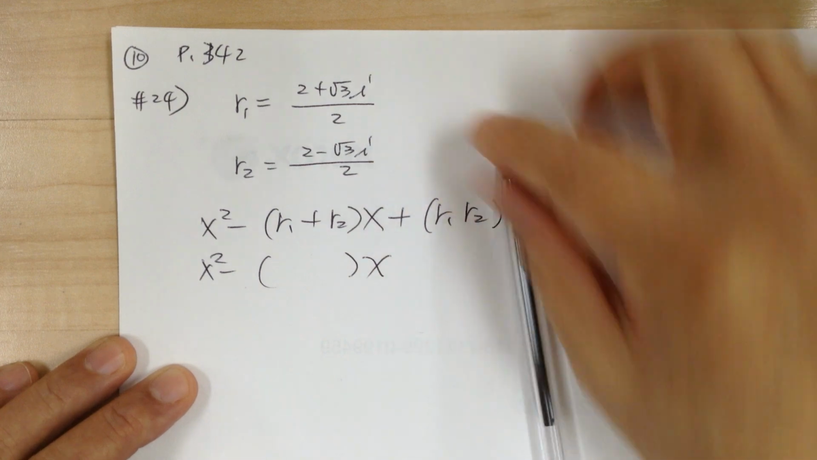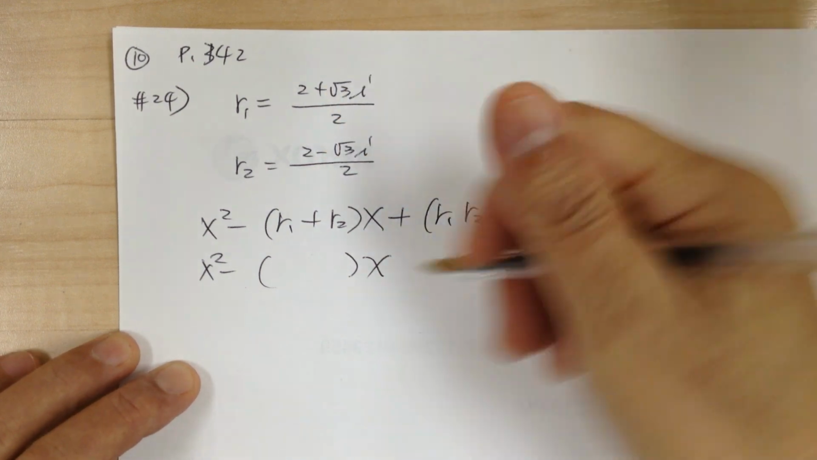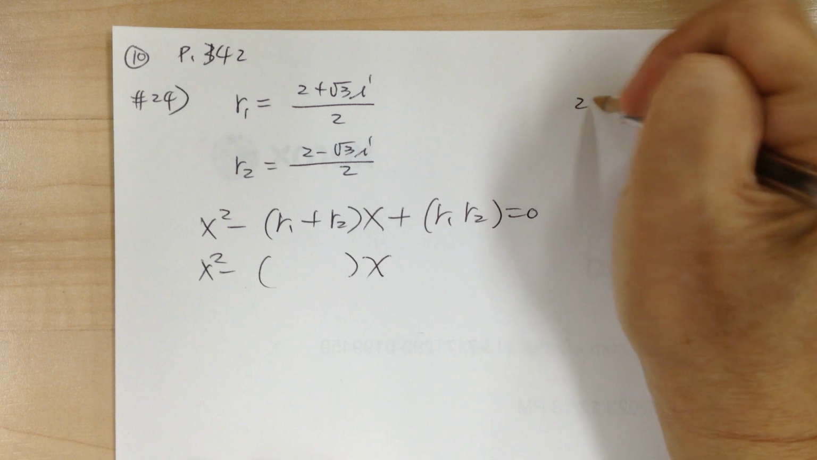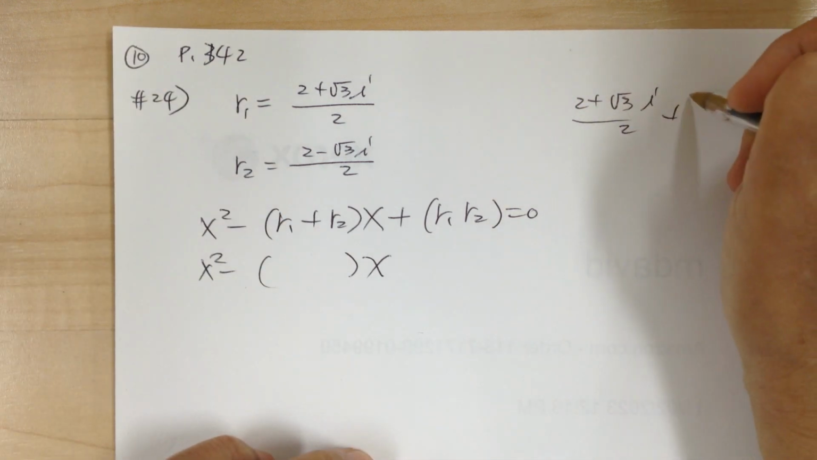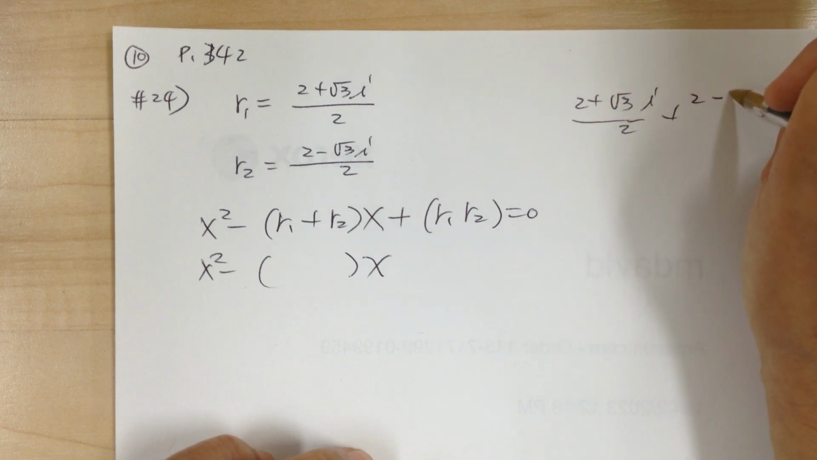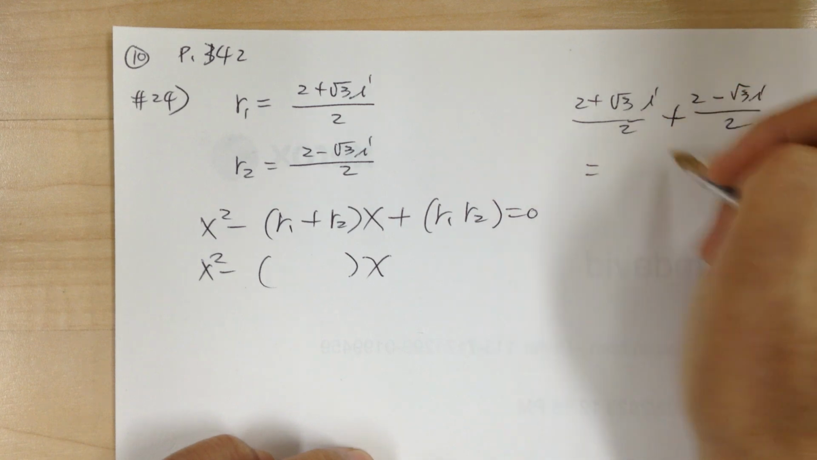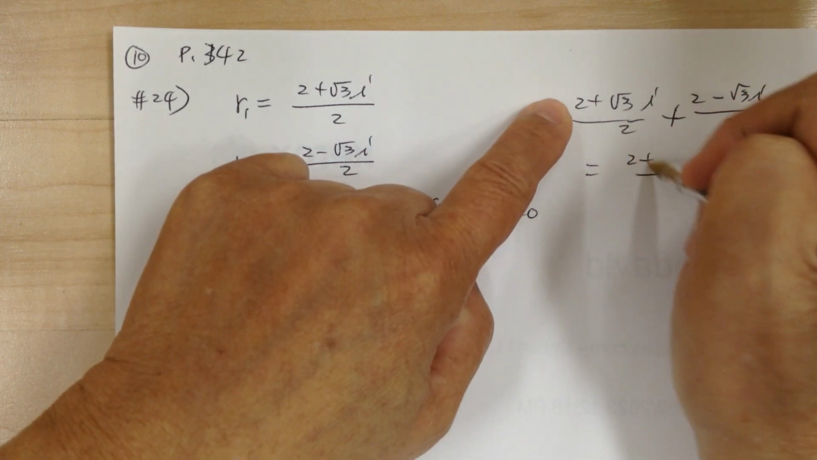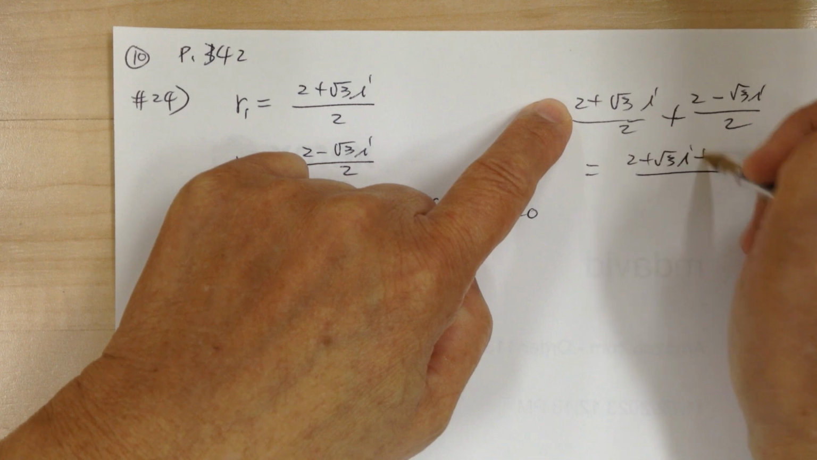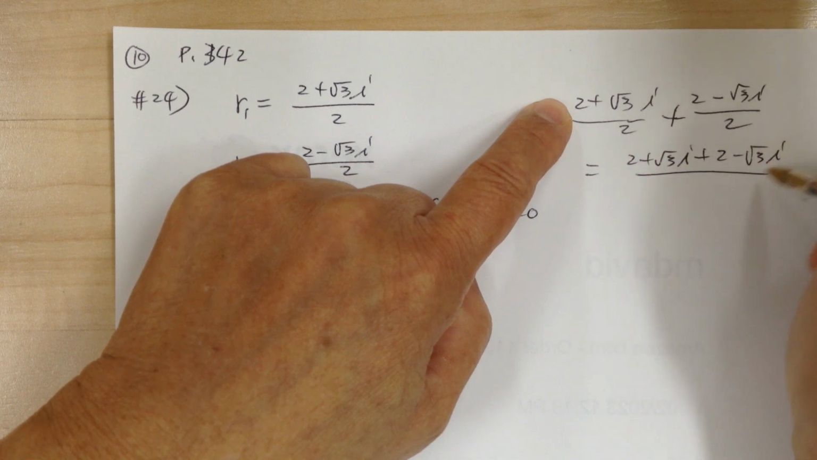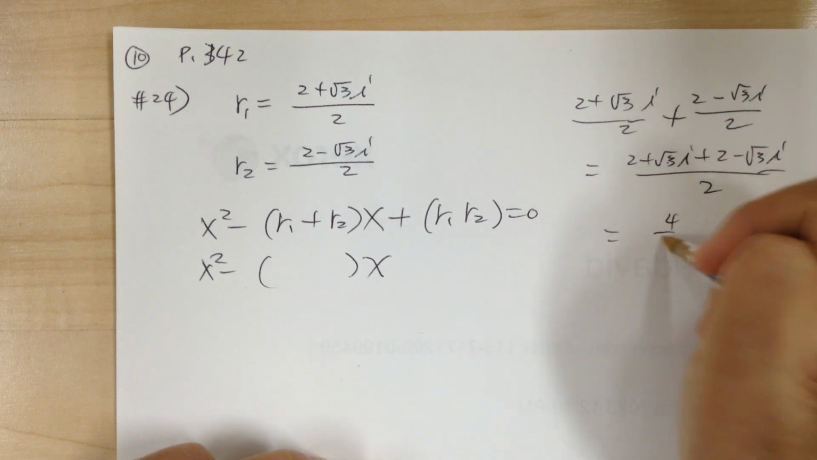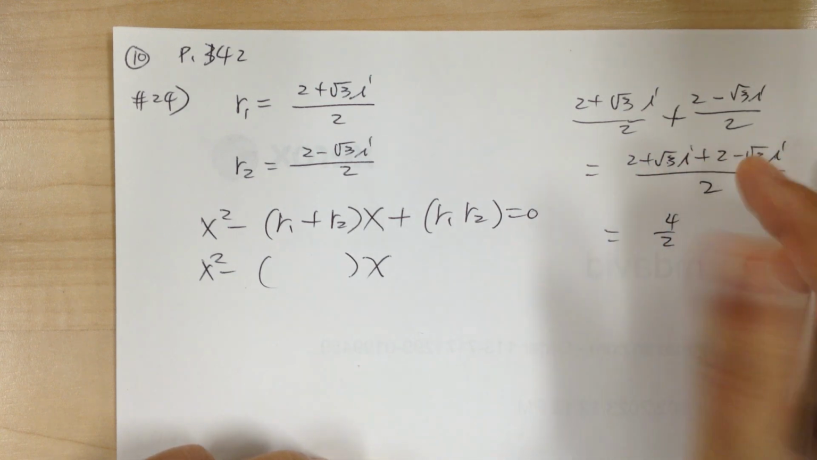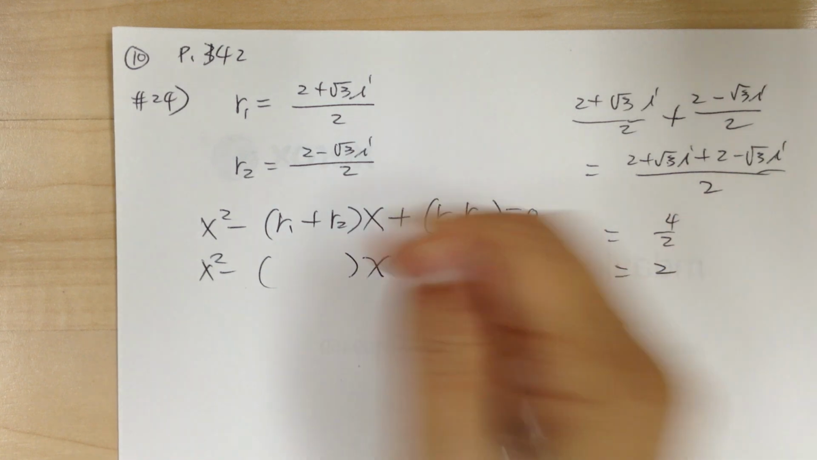So when you add, again, this will cancel out, and if you cannot do it in your head, then you go off to the side so you don't clog up your major steps. So when you add, you can put everything together. You got 2 plus square root of 3i plus 2 minus square root of 3i over 2. So this will cancel out. So this is equal to 4 over 2. Again, this will always cancel out, and this is equal to 2.